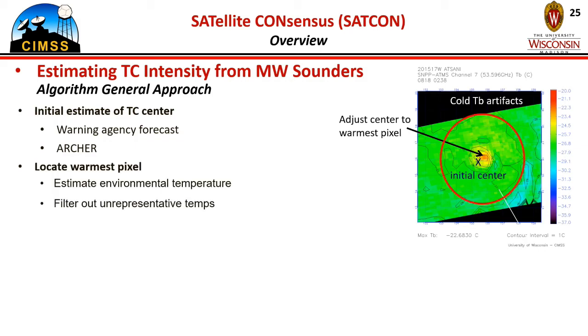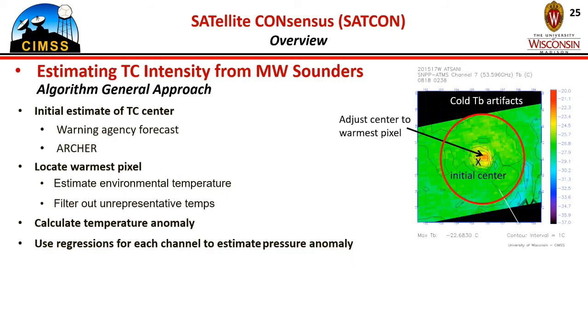The warmest pixel is then identified and a filter is applied to the image to smooth out some of the noise, or take out some unrepresentative temperatures that might be in the image. Okay, a temperature anomaly is then derived between the warmest center pixel, here shown where the arrow is, and a surrounding ring, which is about a 5-degree radius from that center position. This is repeated for the 4 different channels that I showed you before at different heights in the atmosphere.